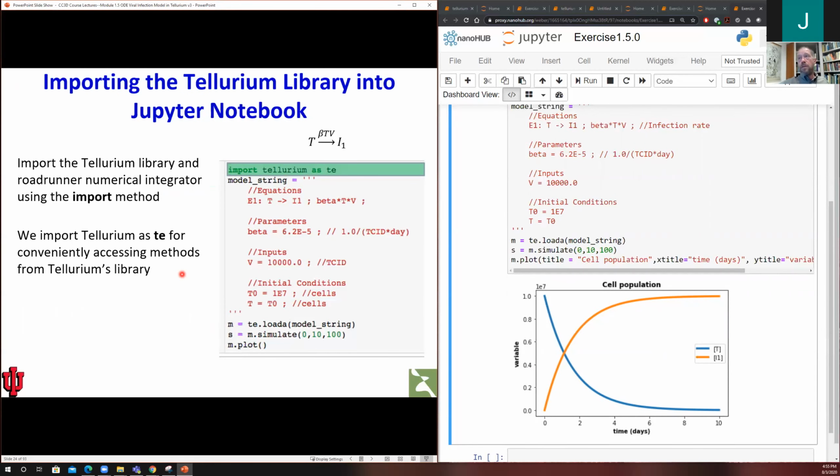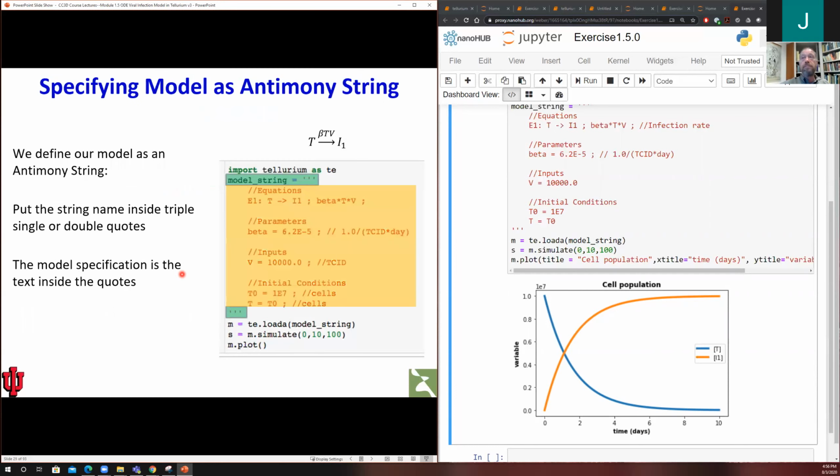All right. So let's go through this code line by line. It's not a lot of it. Import tellurium as te, as we mentioned, loads the library for Tellurium. We specify an Antimony model string using model string equals triple quotes, and triple quotes at the end. Anything inside is not in Python, it's in Antimony, a different language.